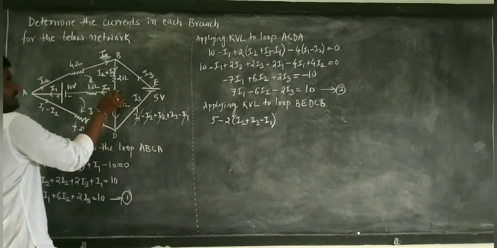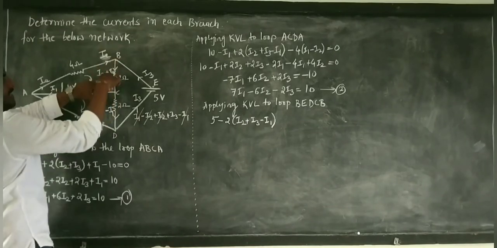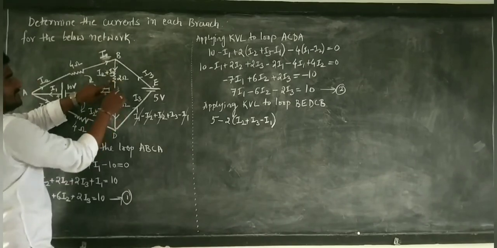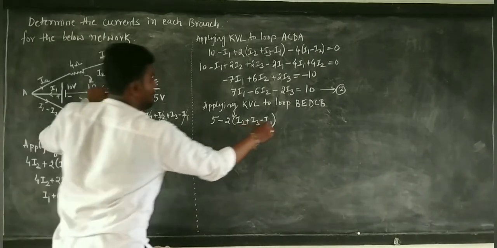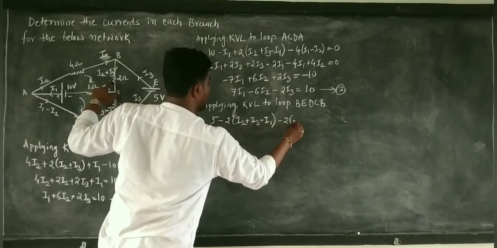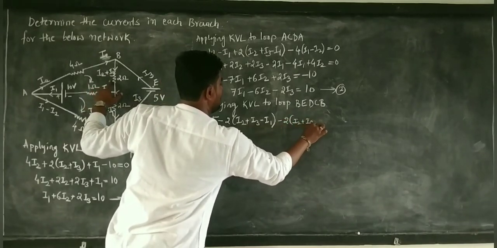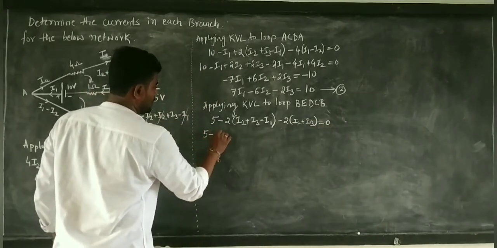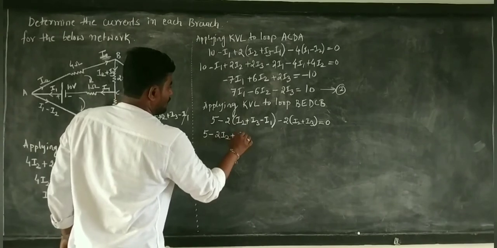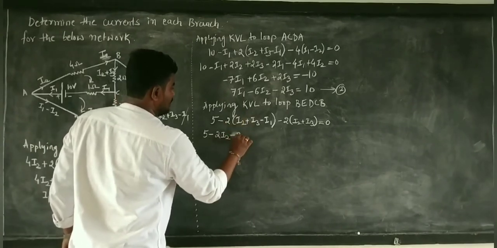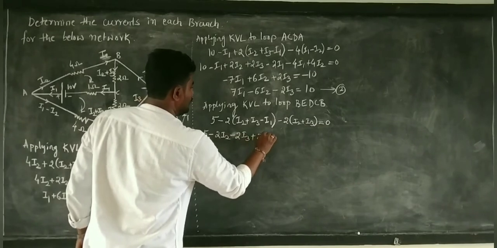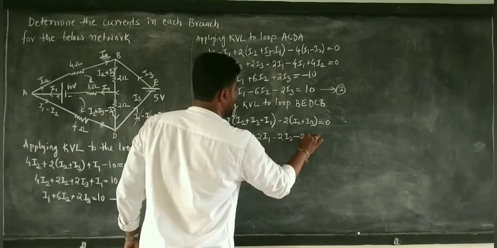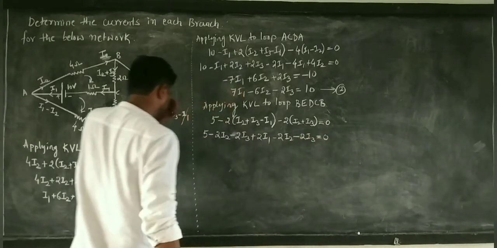If we reach C, then from C, look once again: the current is against you going this way, and the current is coming this way. Therefore, current is taken as negative. 2 multiplied with minus 2 multiplied with I2 plus I3 is equal to 0. So, equating this, 5 minus 2I2 minus 2I3 plus 2I1 minus 2I2 minus 2I3 is equal to 0.